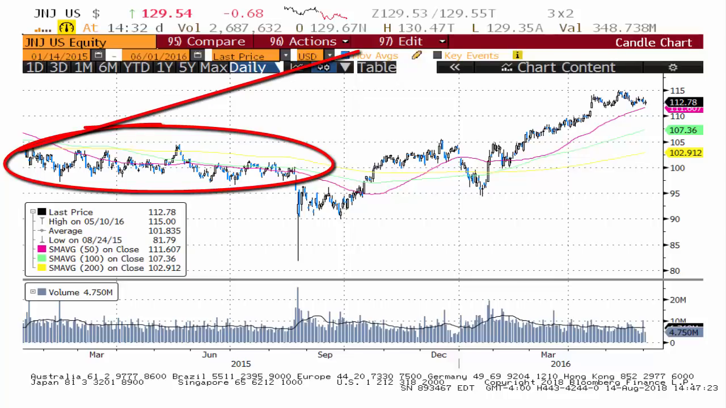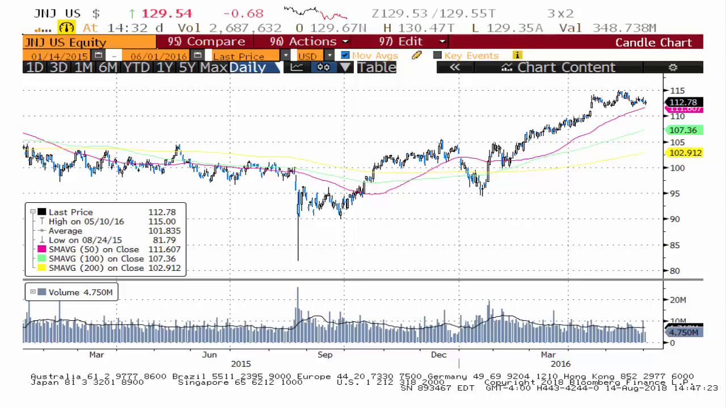Let's say you owned Johnson & Johnson and you said, you know what? I like the name, but I don't want to own it if it drops below $90 a share. And I've kind of drawn that in red there. So I'm going to set a stop at $90 a share to sell Johnson & Johnson if it trades below that level. It wouldn't have touched that stop order for a long time through 2015, but come late August of 2015, we had a flash crash.